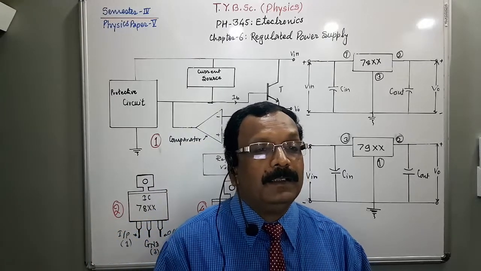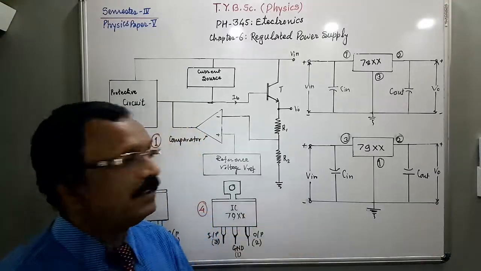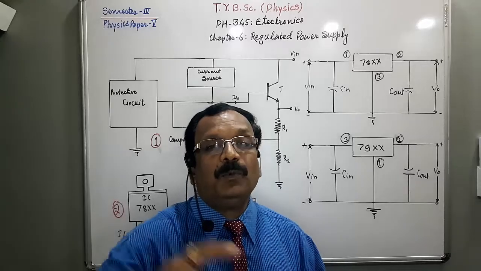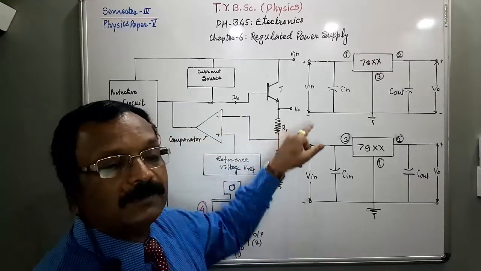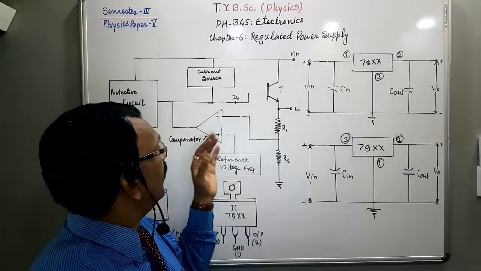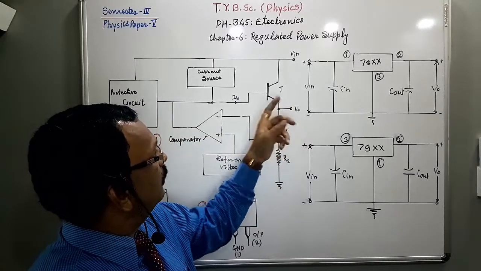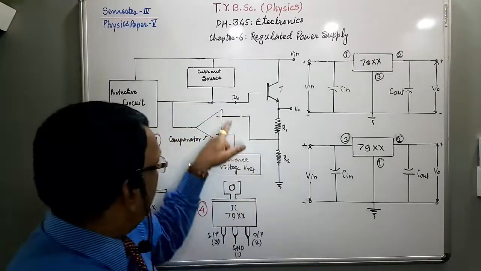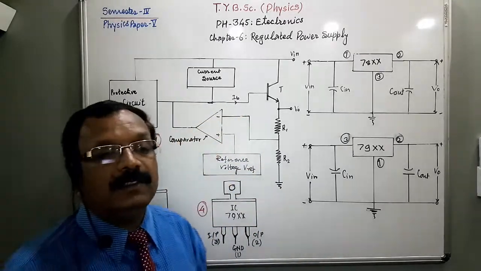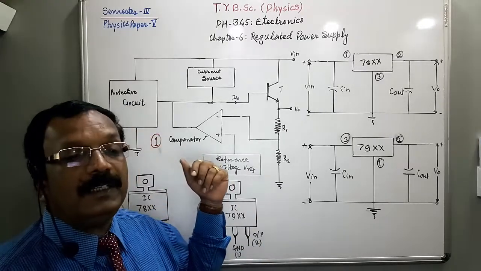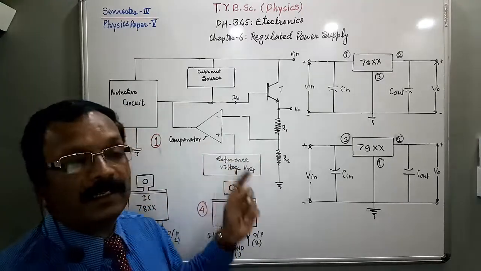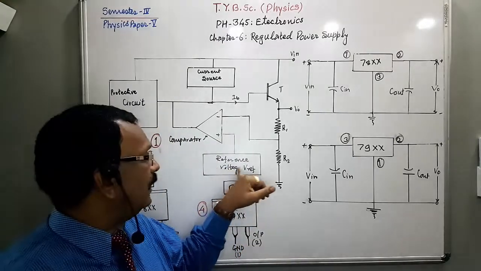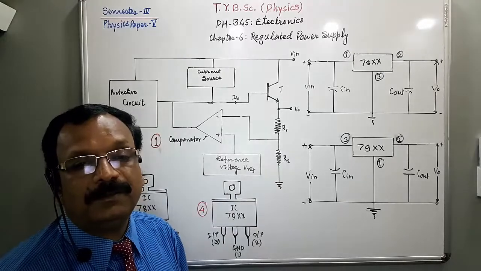Suppose V1 is the voltage which is a fraction of the output voltage V0. This V1 is compared by the comparator with the internally generated reference voltage, that is VREF.